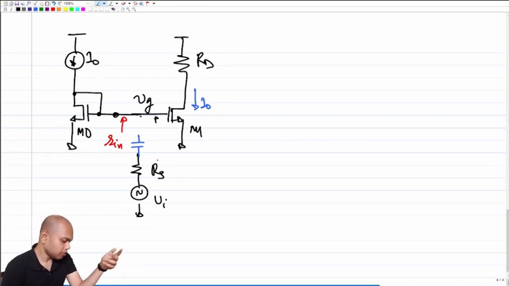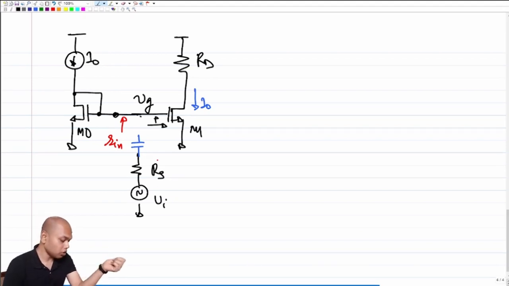So what should I do? We don't have to assume anything. Let's do the brute force analysis and see, right? So what will be the impedance to the right, into the gate of M1? It's infinity, so we don't have to bother, right? It's almost as if M1 doesn't exist. What is the impedance to the left? This we have to see, right?